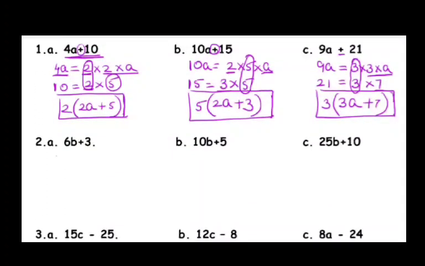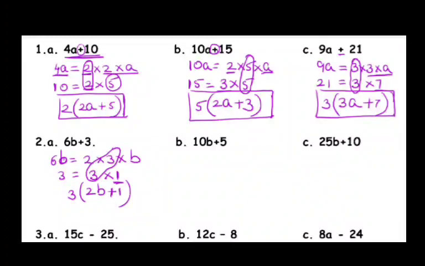Next one. Take 6b, which is equal to 2 into 3 into b. We have 3. So we simply write 3 into 1. So we have this in common. Write it out. Open the bracket, 2b, what's left? 1, so plus 1. Shall we? Remember to always box your answer.